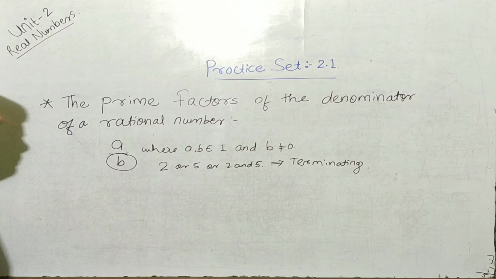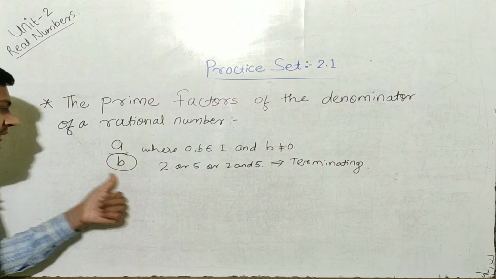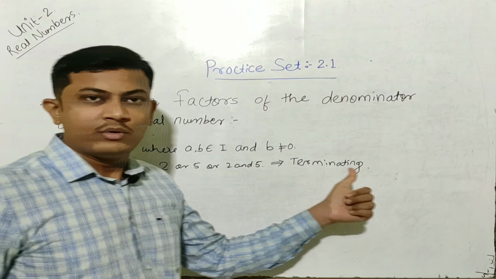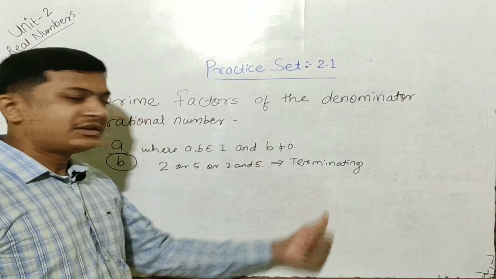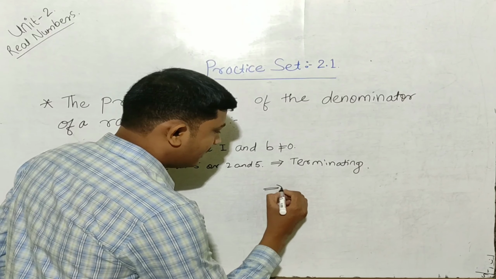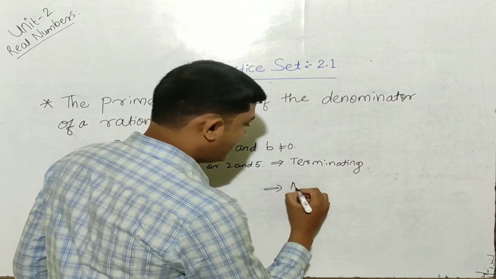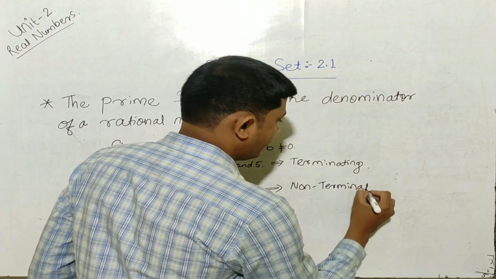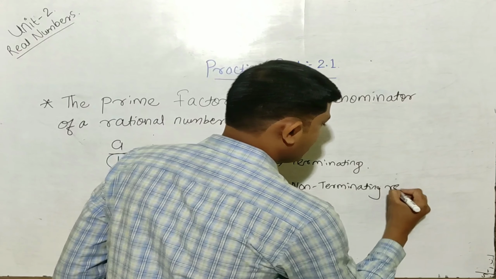Second one, if the prime factors of the denominator are other than 2 and 5, then the decimal expansion of the rational number is non-terminating recurring.